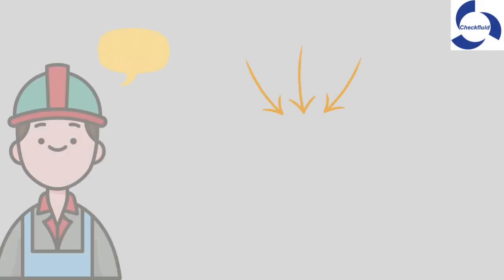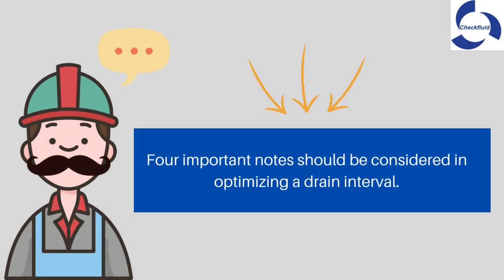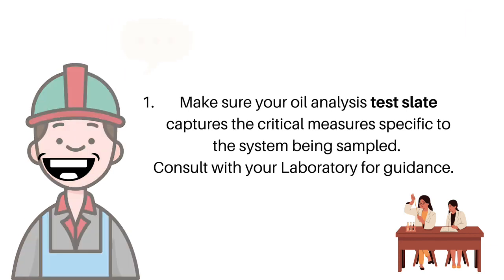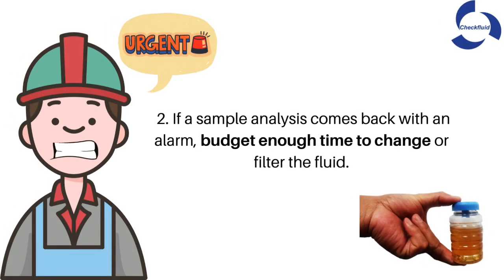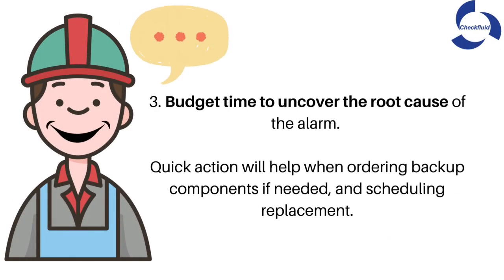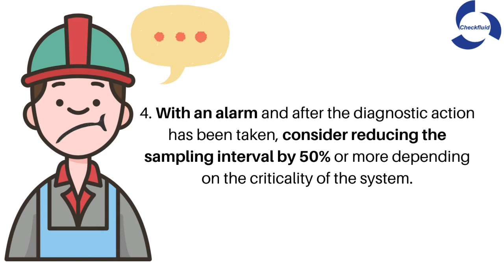So 4 important notes to be considered in optimizing a drain interval. Make sure your test slate captures the critical measures. Consult with your laboratory for guidance in this. And if there is an alarm that does come back with any particular sample, budget enough time to change or filter the oil. Budget the time to uncover the root cause of the alarm. Quick action will help in ordering backup components if needed. With an alarm and after diagnostic action has been taken, consider reducing the sampling interval by 50%.